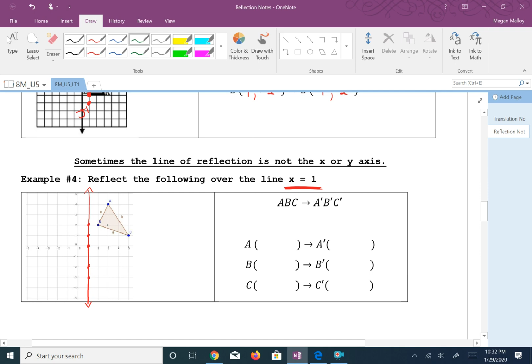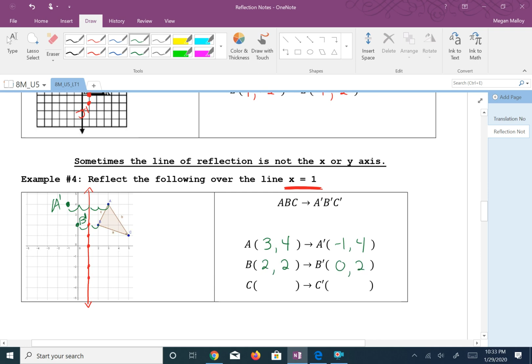So if I look at point A, pre-image A is at 3, 4. If I want to reflect that across the line x equals 1, I'm going to see A is 2 units to the right of x equals 1. So the image of A will be 2 units to the left at -1, 4. Point B is 1 unit to the right, so the image of B would be 1 unit to the left. And point B was originally at 2, 2. It is now at 0, 2.